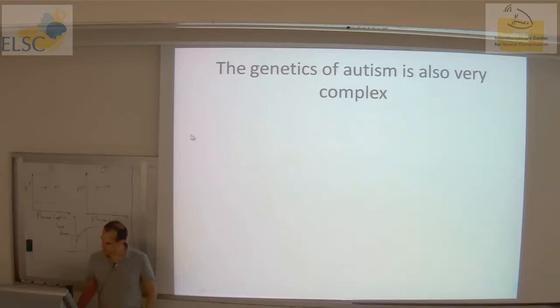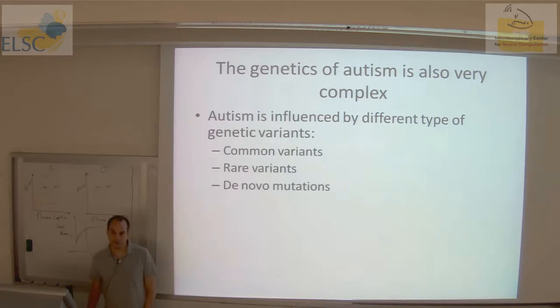So it's not just that the brain pathology is very complex, it's also the genetics, as you saw already in the table, that there are many syndromes associated with autism. Autism is influenced, first of all, by many different types of genetic variants.